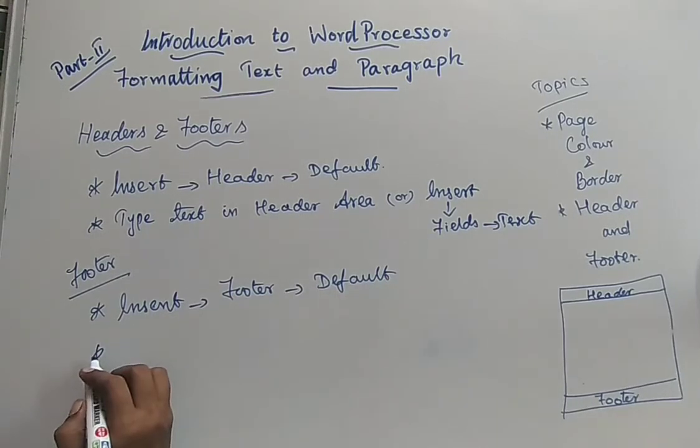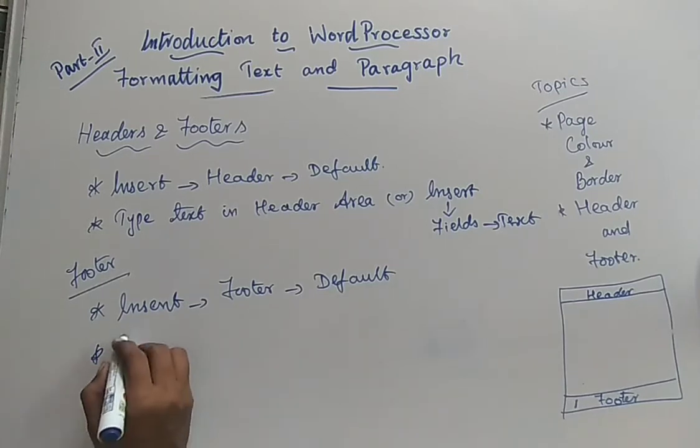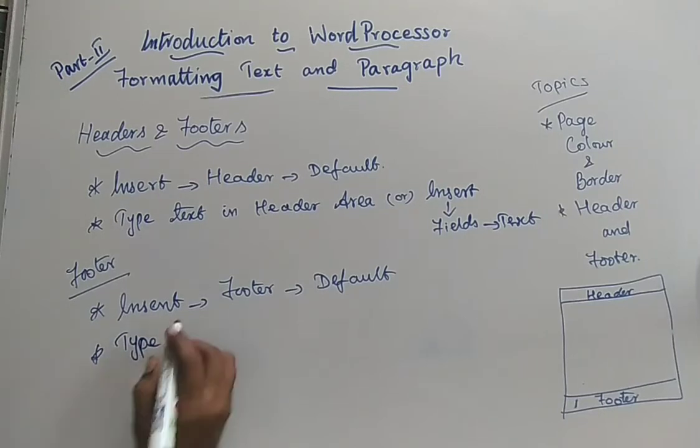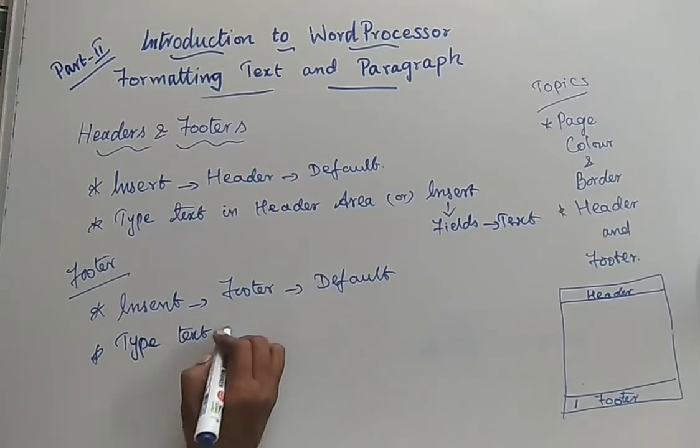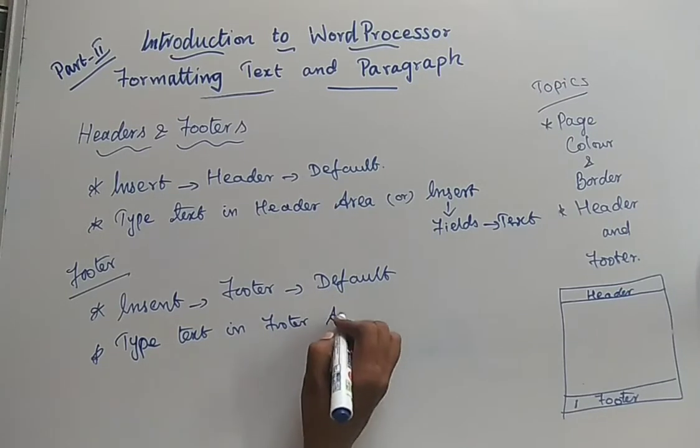And next what are you going to do? Place the insertion pointer, that is your cursor, in this area, and type the page number in the footer part of the page. You can do it here. So the next is, type the text. Simply I am writing, type the text in the footer part, that is your footer area.